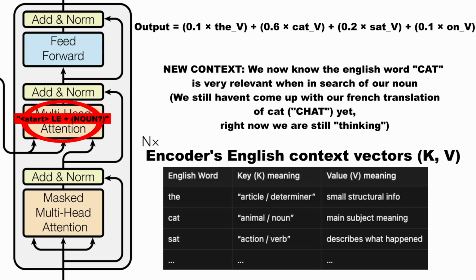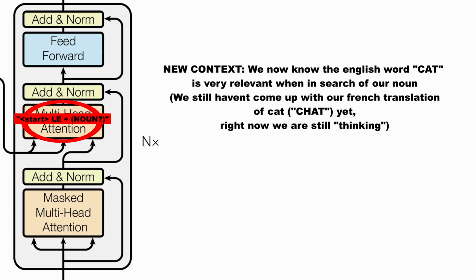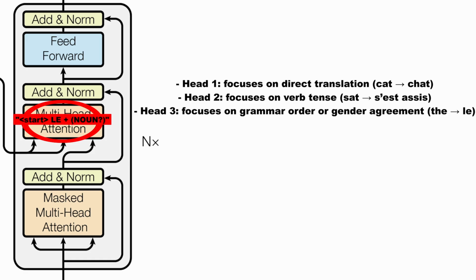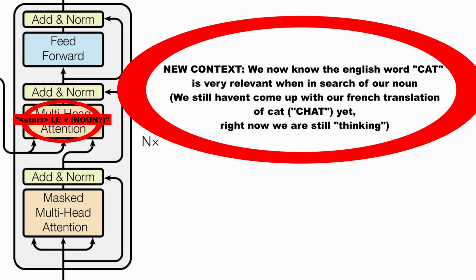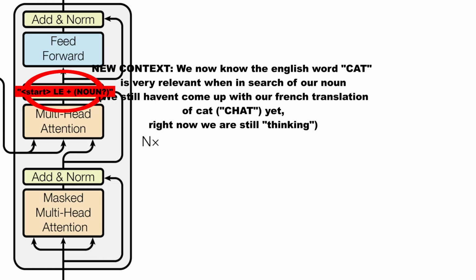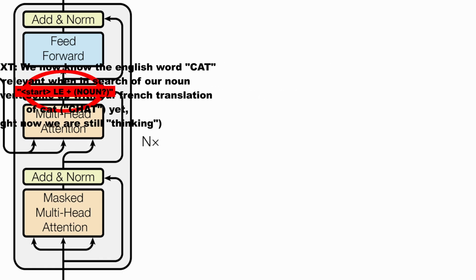But remember, there's not just one set of queries, keys, and values. There are multiple heads. Each head learns to focus on different relationships. All heads' results are then combined and fed forward for richer understanding. So far, we have a context-rich vector that has just been produced by the encoder-decoder attention layer. This vector has combined the decoder's own progress with the most relevant information from the original English sentence.